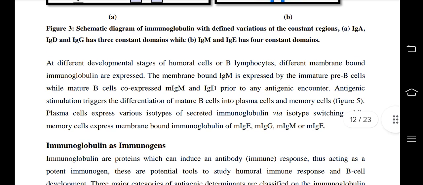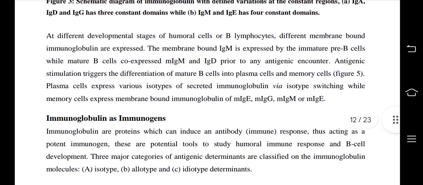At different developmental stages of humoral cells or B lymphocytes, different membrane-bound immunoglobulins are expressed. The membrane-bound IgM is expressed by the immature pre-B cells, while mature B cells co-express mIgM and IgD prior to any antigenic encounter. Antigenic stimulation triggers the differentiation of mature B cells into plasma cells and memory cells. Plasma cells express various isotypes of secreted immunoglobulin via isotype switching, while memory cells express membrane-bound immunoglobulin of mIgE, mIgG, mIgM or mIgE.